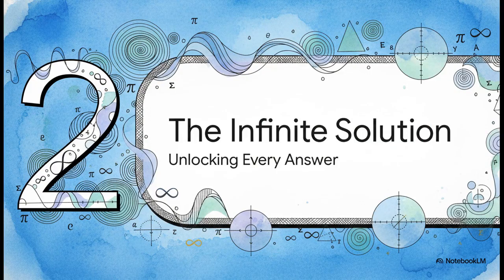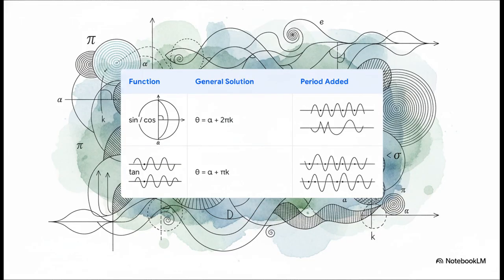So, how on earth do you write down an infinite number of answers? It sounds like it should be super complicated, right? But the way we do it in math is actually incredibly slick and simple. And would you look at that, the formula is just two pieces. First, you find your starting angle on the unit circle. We'll just call it alpha.